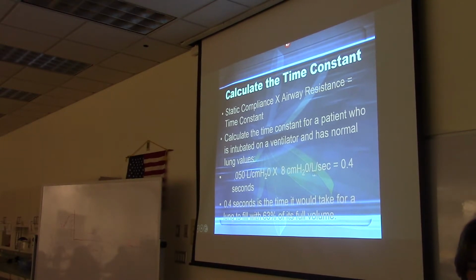Airway resistance, it says 8 centimeters of water per liter per second. And we said 6 to 10? Yes. Okay, so that's normal. So when you multiply the two, you come up with 0.4 seconds. Do you see how the liters cancel themselves? Centimeters of water cancel themselves, and you're left with units of seconds.